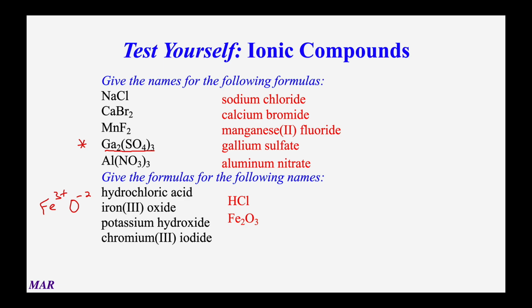Potassium hydroxide. Potassium is K, it's +1. OH- is hydroxide, one of the polyatomic ions we saw earlier. They come together 1 to 1. That's going to be just KOH. And then finally, the last one, chromium 3, means chromium +3. Iodine group 7, 7 - 8, iodine -1. So when they come together, you're going to have 3 -1s for every chromium. Chromium 3 iodide would be CrI3.